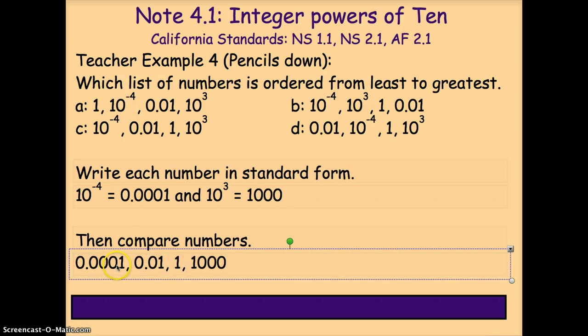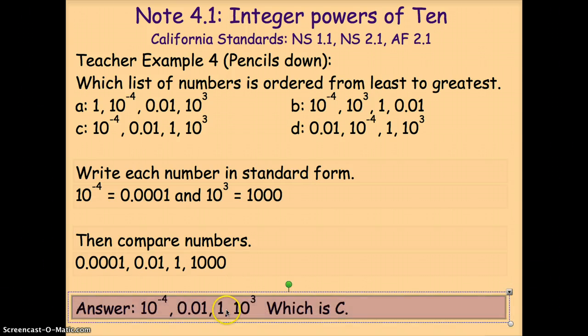So I have 10 to the negative fourth is the smallest decimal. 100th was already in decimal form, so I plug it in. Then comes 1, which again was already in decimal form or standard form. And then finally 10 to the third comes last. Now, notice I've compared the numbers in this order, but I always need to go back and change them into the original numbers and then find the letter that corresponds. So I've got my original numbers, which of course correspond to the answer C.